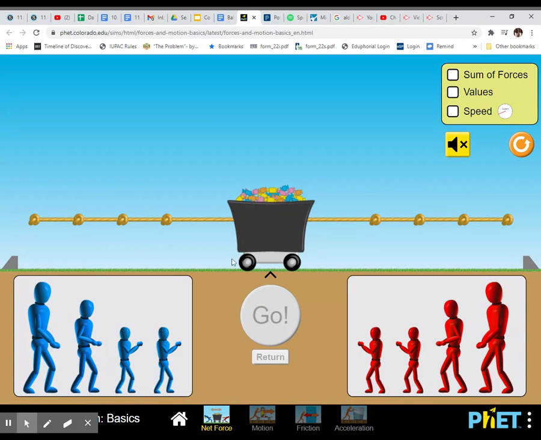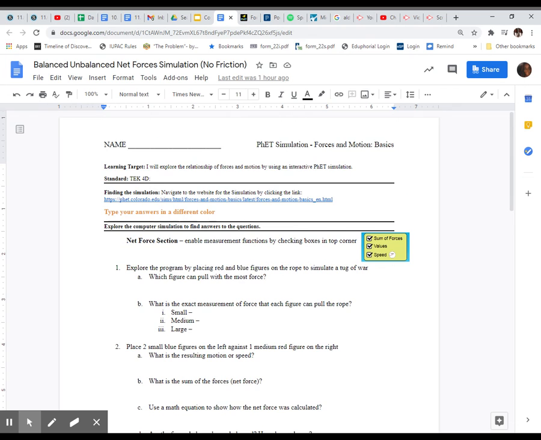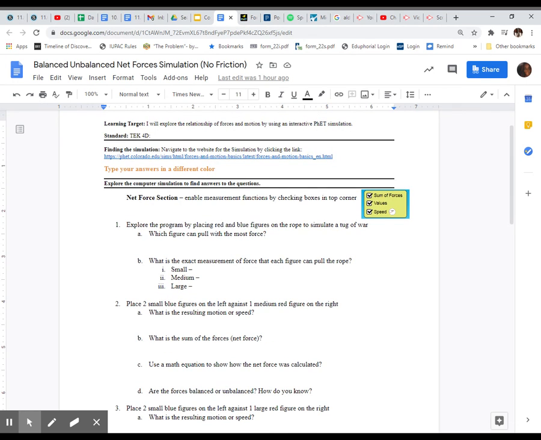Okay, so what you're seeing is 4 blue persons and 4 red persons, and you see they have a rope attached to this bucket, a wagon. And if you can guess, they're going to pretty much play tug of war. Okay, so number one just says to explore placing the red and blue figures.